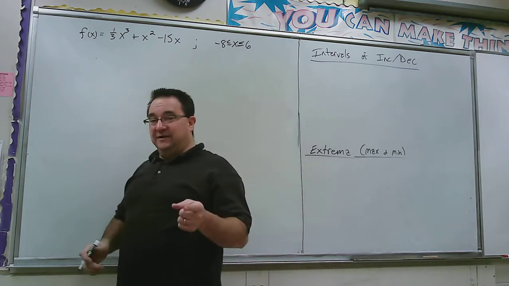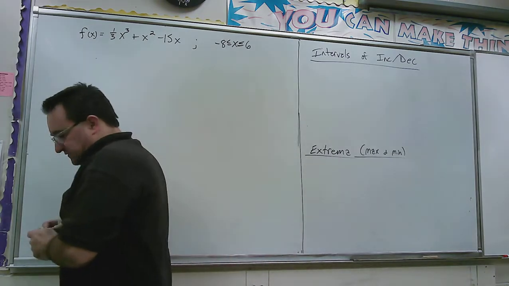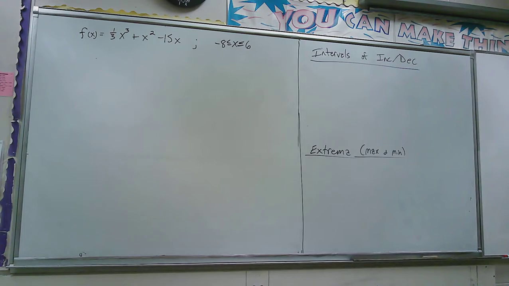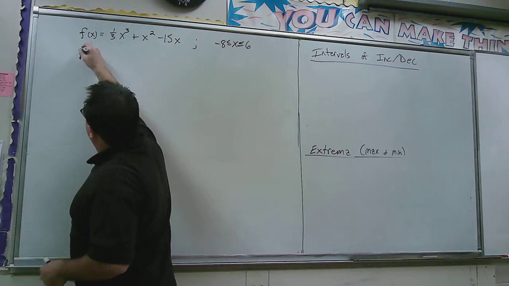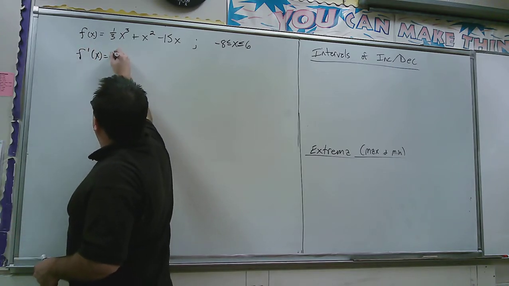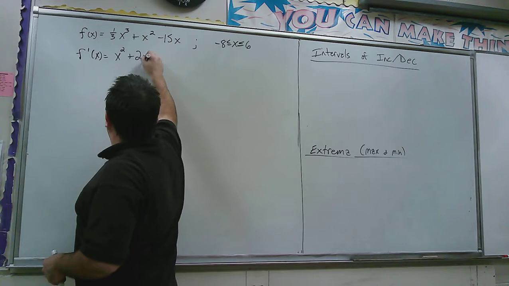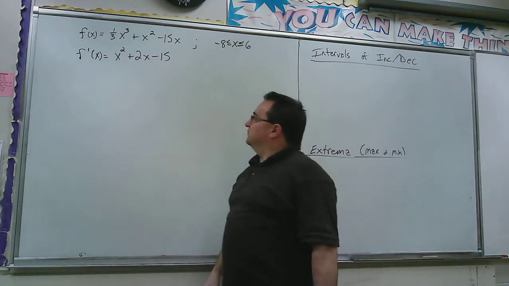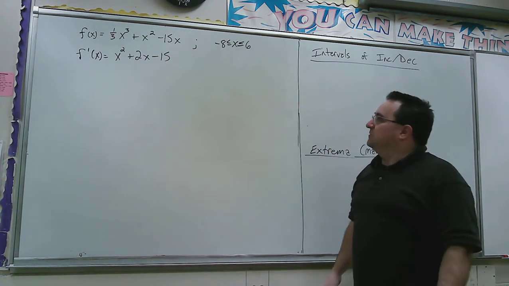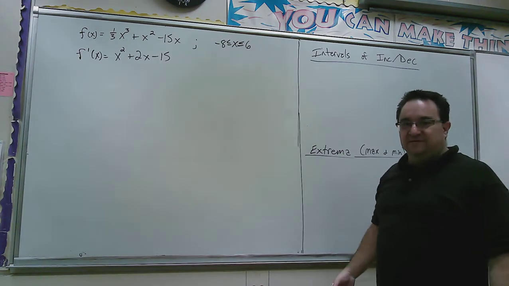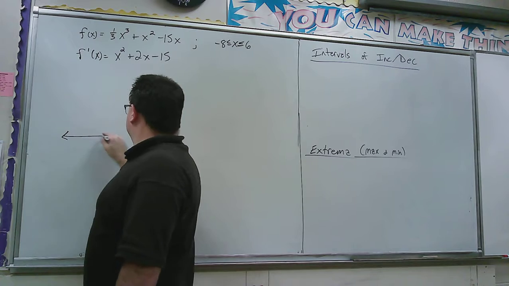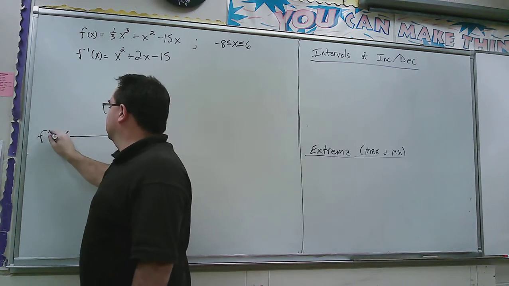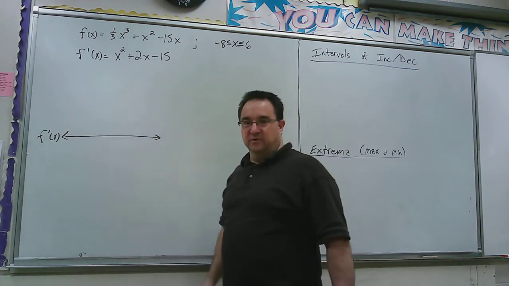Well, I know I need my derivative. So first things first, let me use a different color. Where did I put my purple one? The first derivative is x squared plus 2x minus 15. So again, for the sake of this example, I kind of made it easy to find the zeros. I have to find the zeros, and I'm going to put those zeros on my first derivative number line.